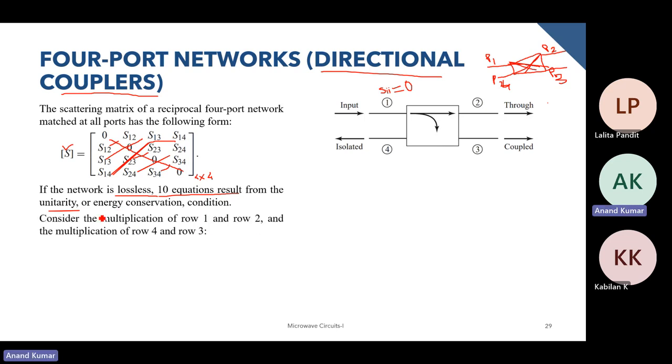Let's just consider some of them. Consider the multiplication of row 1 and row 2. This is your row 1 and this is your row 2. If we consider the multiplication of these two, these elements become 0, these elements become 0. So we have S13 into S23 conjugate and S14 into S24 conjugate.